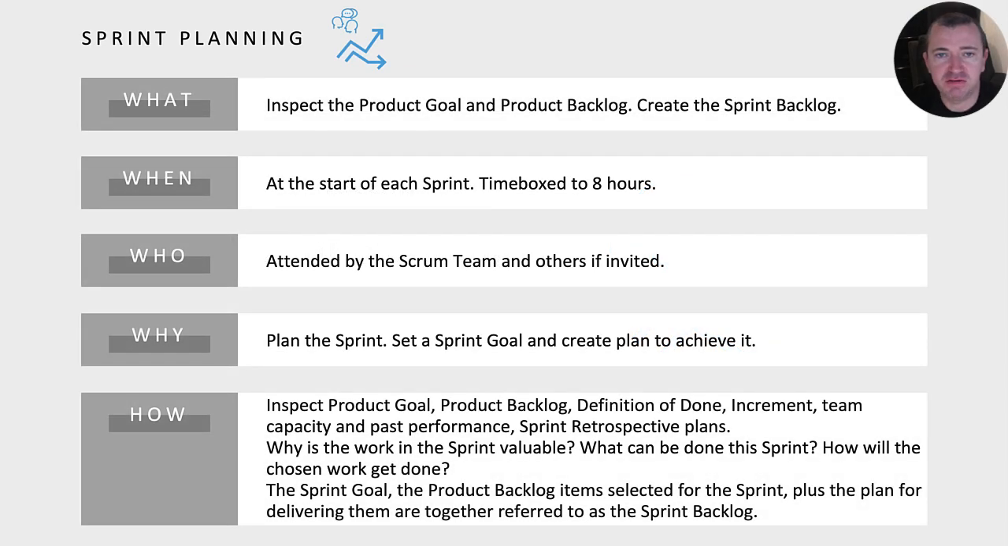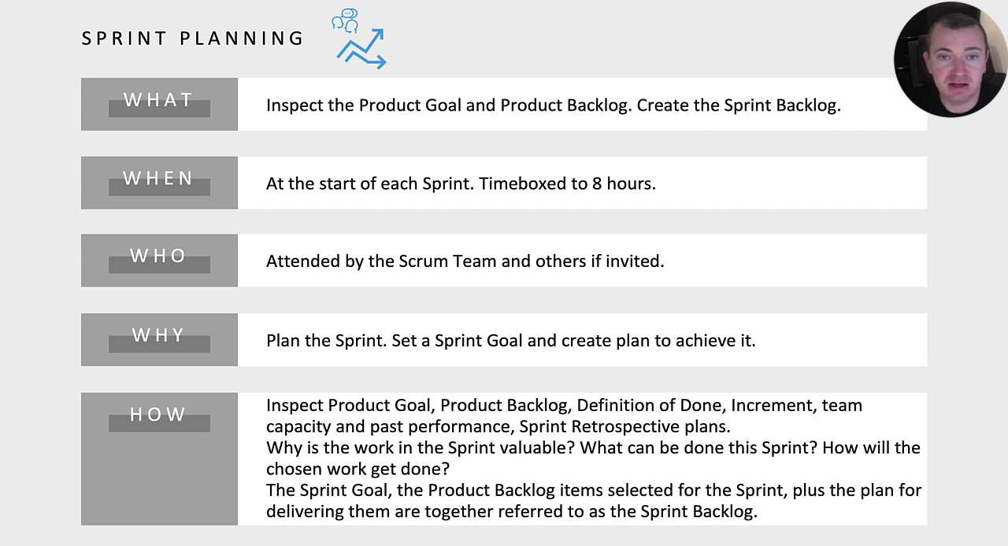Sprint planning is one of the 5 Scrum events. It occurs at the start of each sprint and is time-boxed to 8 hours. For shorter sprints, it's common to proportionally shorten this time box. The result of sprint planning is a sprint backlog that details the work to be carried out in the sprint and a sprint goal that explains why it is valuable.